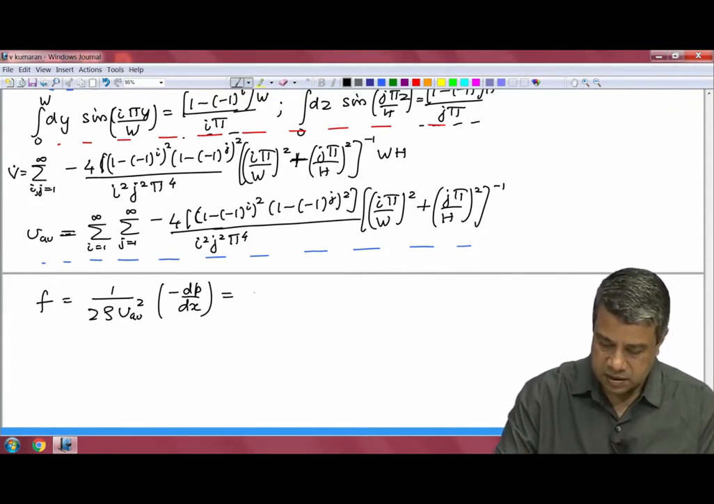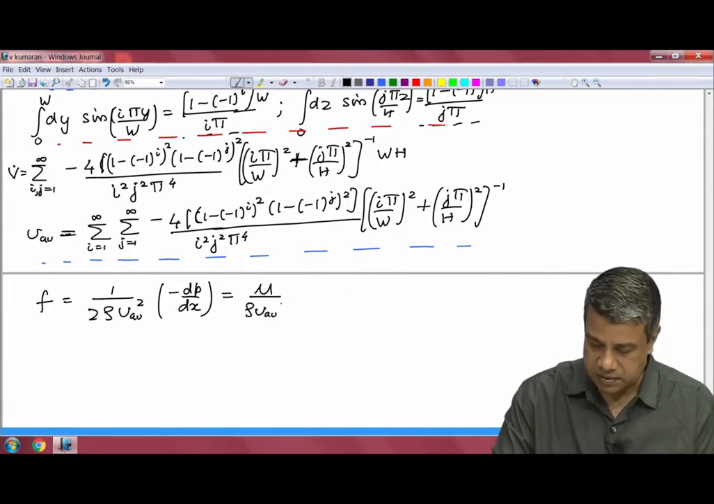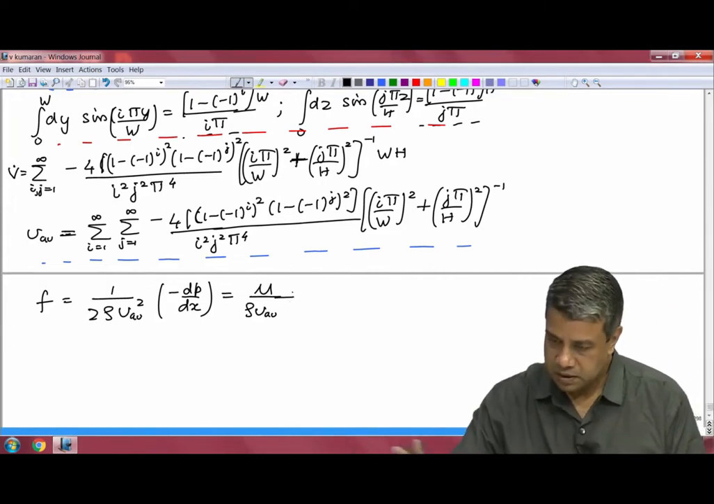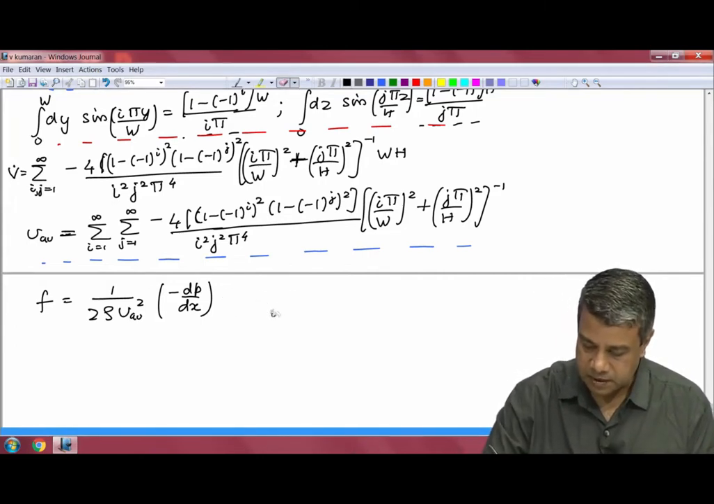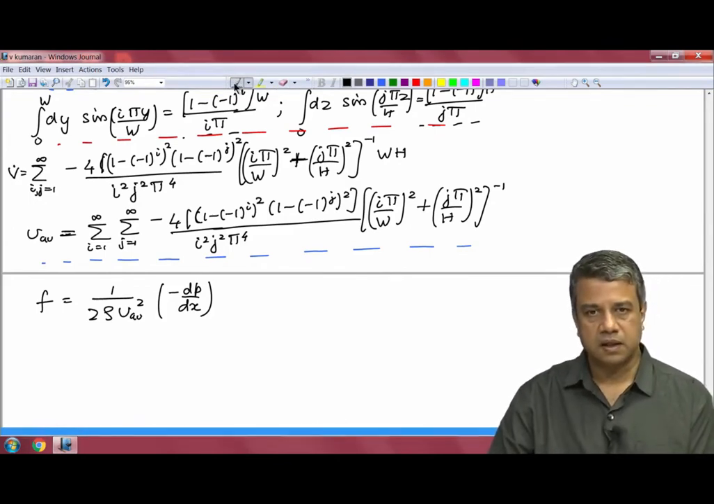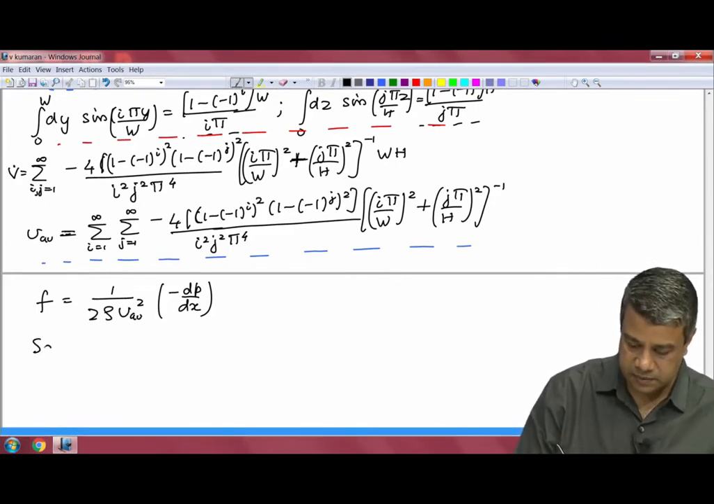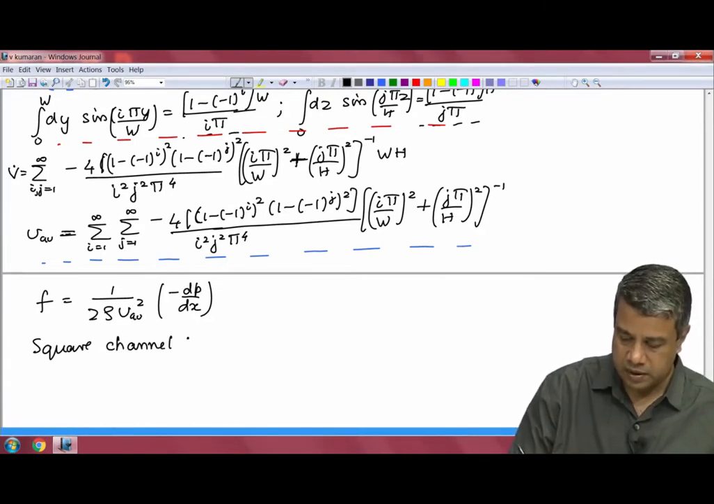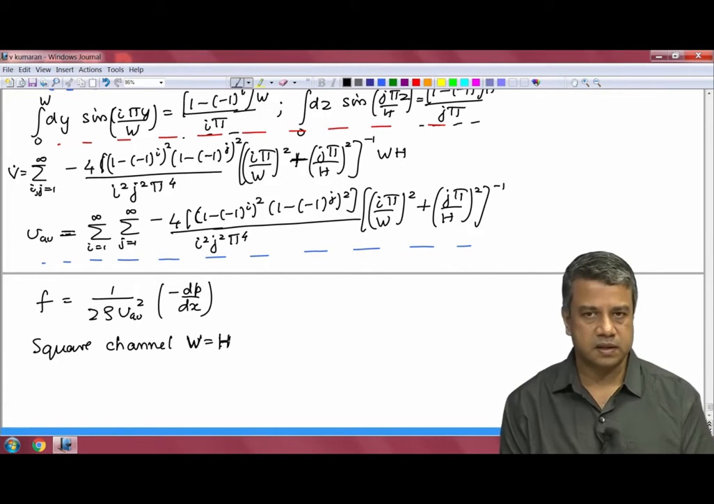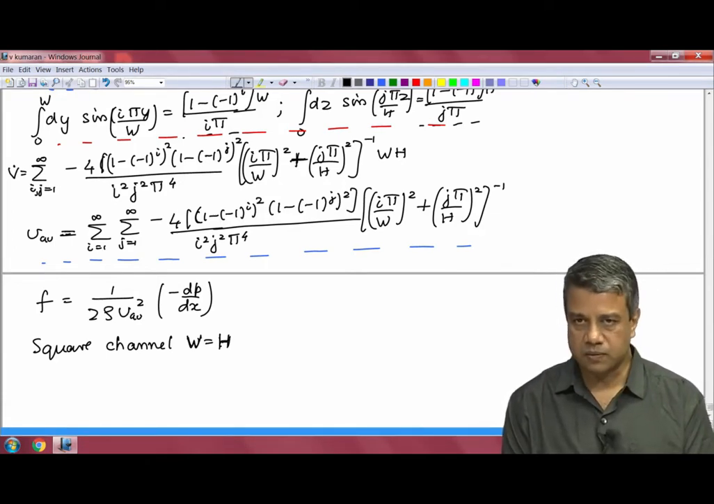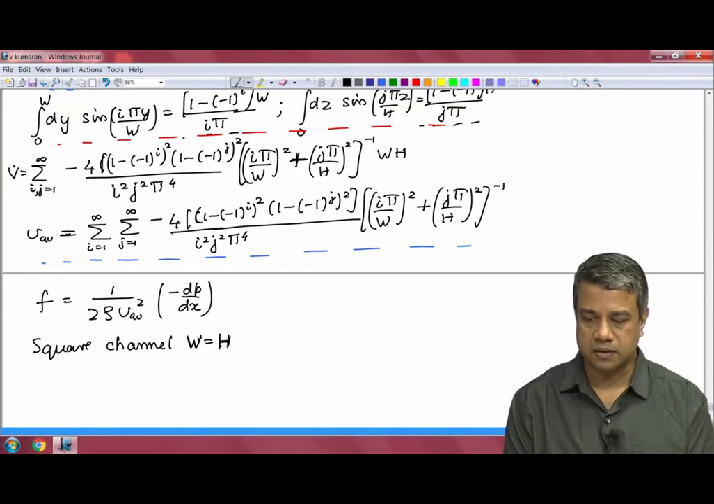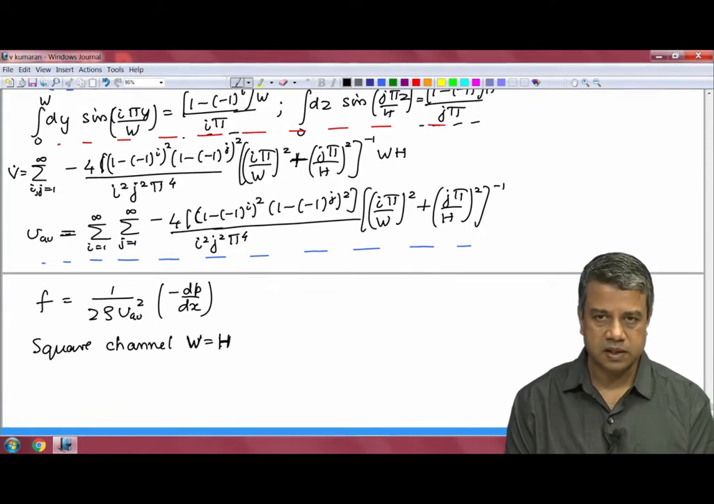In order to simplify the problem a little bit of finding out the friction factor, I will just assume a square channel, W is equal to H. You can do it for a more general case as well, where W is not equal to H. The procedure is exactly the same. For the present, I will just assume a square channel for simplicity.